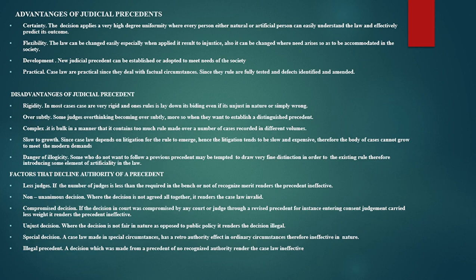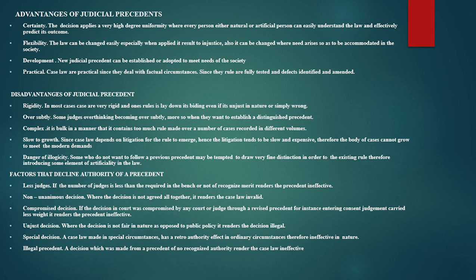One of the disadvantages of judicial precedent is rigidity. In most cases, cases are very rigid, and once a rule is laid down it is binding, even if it is unjust, unnatural in nature, or simply wrong. So case rules sometimes are very rigid, and sometimes one rule is made to be adopted by all the cases, so sometimes it can result in injustice. Some judges overthink, becoming oversubtle.